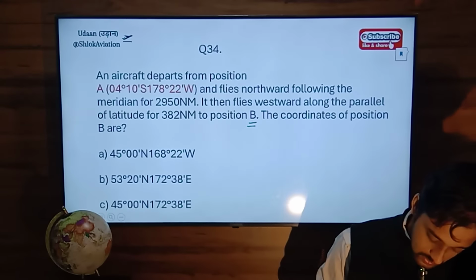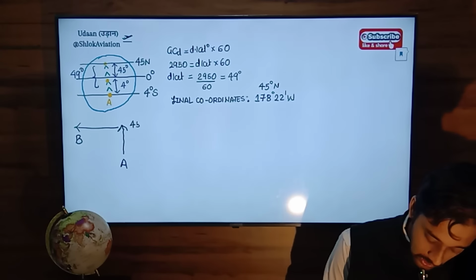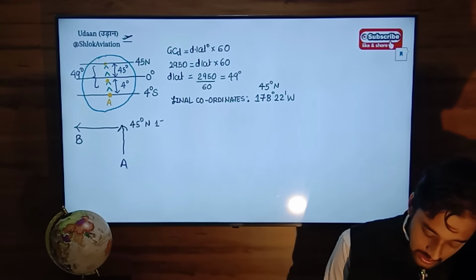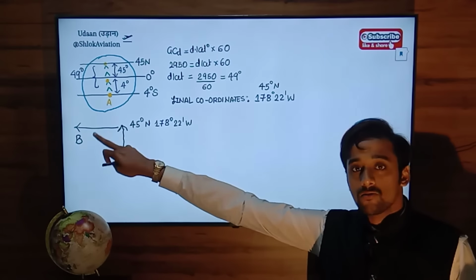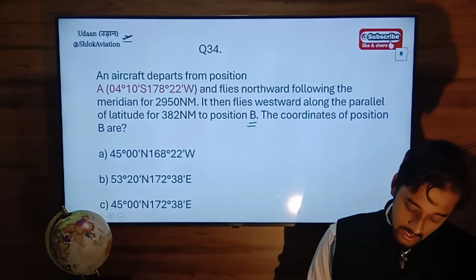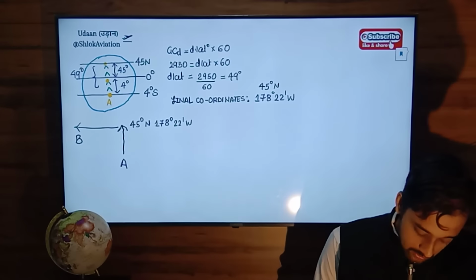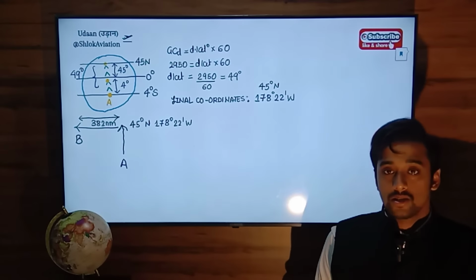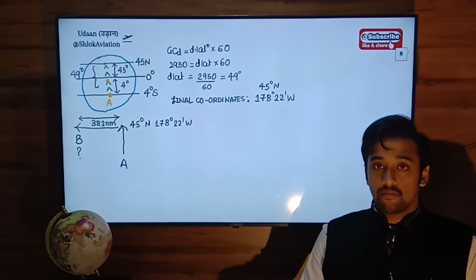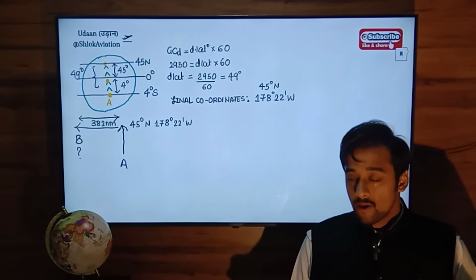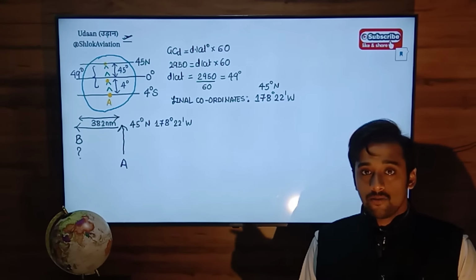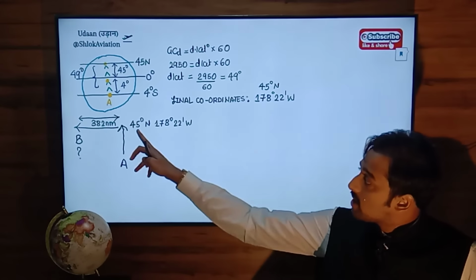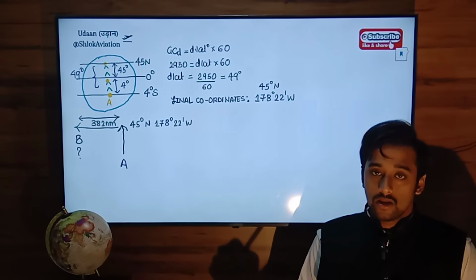So 45 degrees north, 178 degrees 22 minutes west. Now reaching here, we go in a westerly direction for another 382 nautical miles. So now we have to find the coordinates of point B. One coordinate you can find directly is the latitude, which is 45 degrees north.